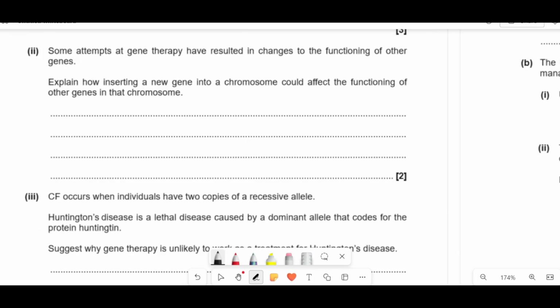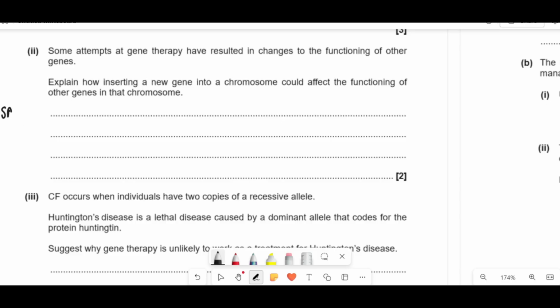Some attempts at gene therapy have resulted in change to the functioning of the other genes. Explain how inserting a new gene into a chromosome could affect the functioning of other genes. So a gene is something that codes for a protein. It's essentially asking what's screwing up the expression of another protein. So what might be happening is, imagine I've got this nice sequence, 1, 2, 3, 4, and then I just slap this in, and then there's that, right?